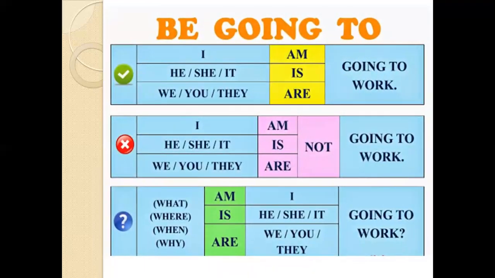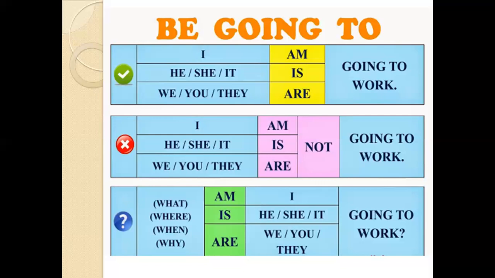This table can remind you of the forms of to be going to. As you remember, in this construction, to be is the auxiliary verb, and it has different forms which depend on the pronoun. So with I we use am, with he, she, it we use is, and with pronouns in plural form, we, you, they, we use the auxiliary verb are. Then going to and the verb in the form of infinitive.